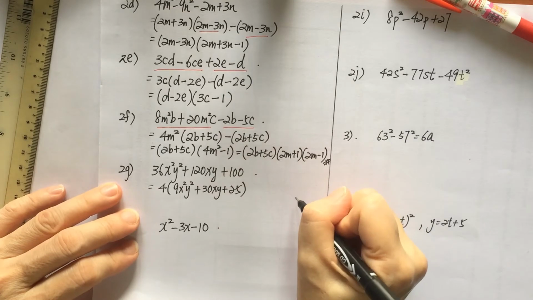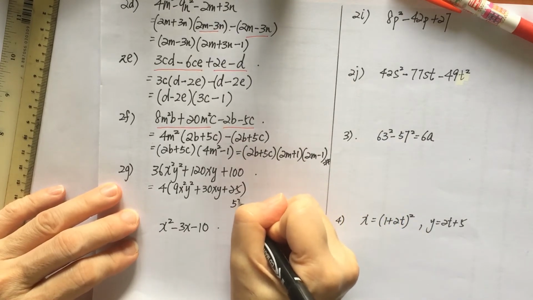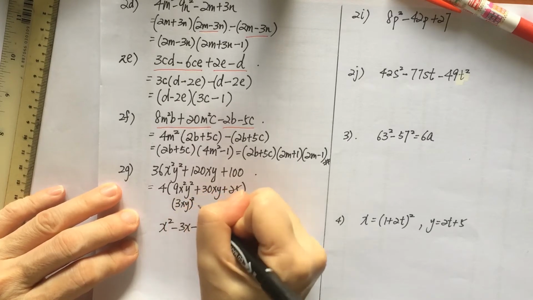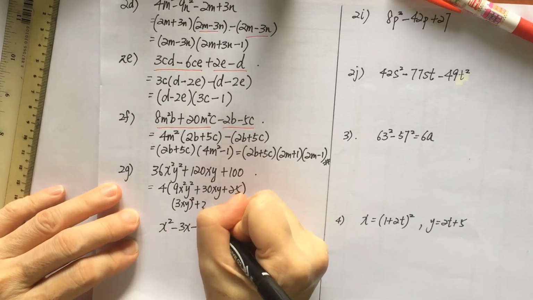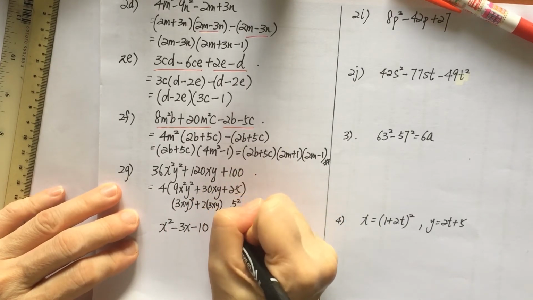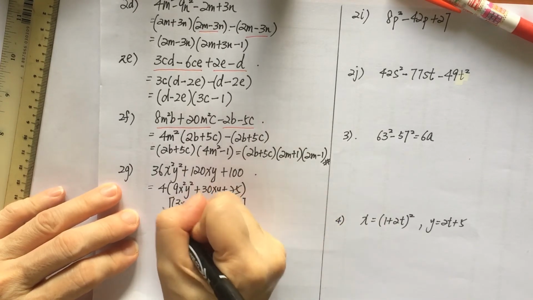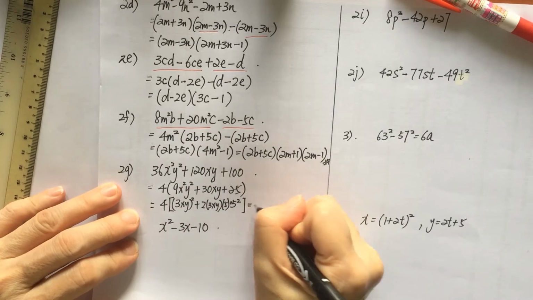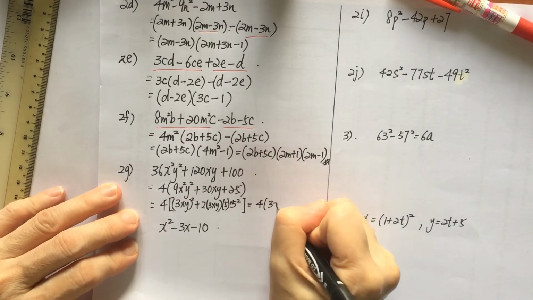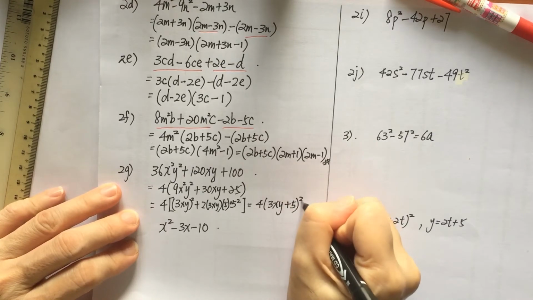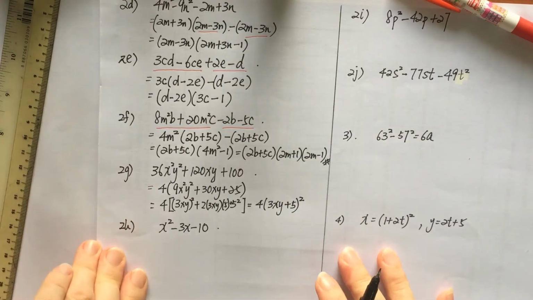So this 25 is actually the square of 5. This 9 is actually 3xy square. And then the middle term is twice the product. Therefore this is 4 times 3xy plus 5, whole thing squared, a perfect square.